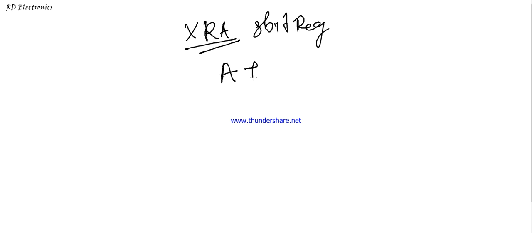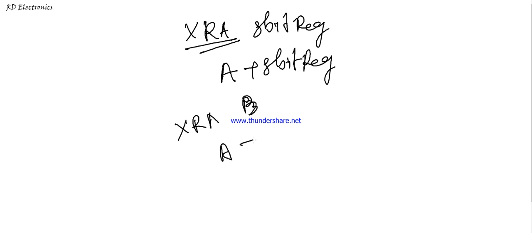Next instruction is the XOR operation. The XOR operation is basically named XRA with an 8-bit register. That means this XRA means XOR operation with the accumulator. Which register? The register I mention here. That means if I mention XRA B, then the accumulator is XORed with B and the result is stored in the accumulator.